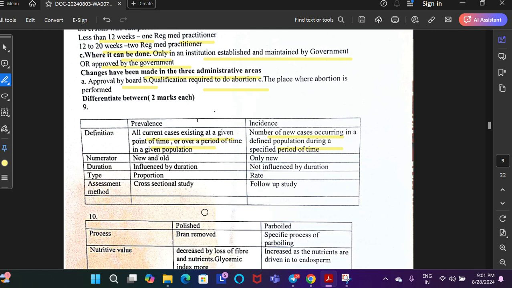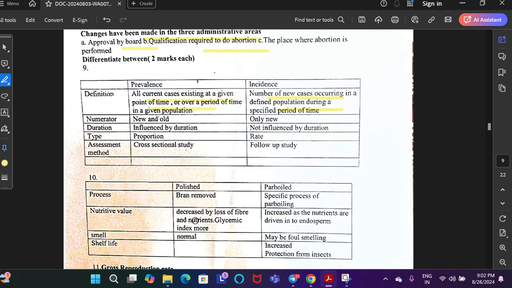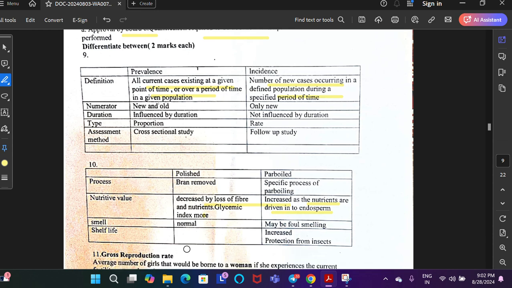Next, differentiate between polished rice and parboiled rice. Polished rice means the bran is removed. Parboiled rice undergoes a specific process of parboiling. Polished rice: nutritive value decreased by loss of fiber and nutrients, glycemic index more. Parboiled rice: nutritive value increased as the nutrients are driven into the endosperm. Smell: polished normal, parboiled maybe foul smelling. Parboiled rice has increased shelf life and protection from insects.